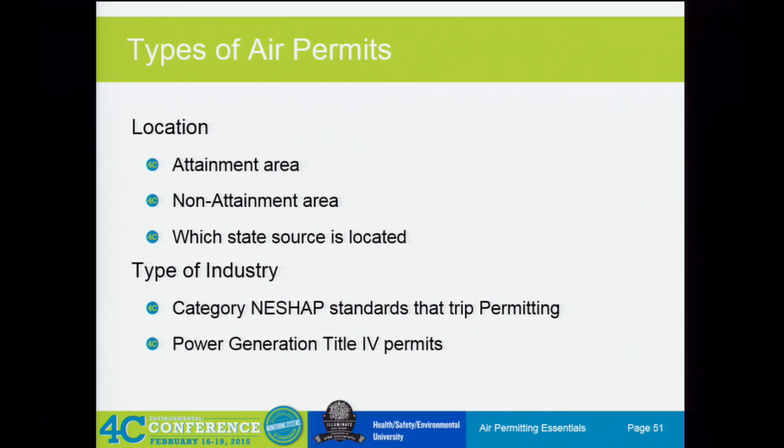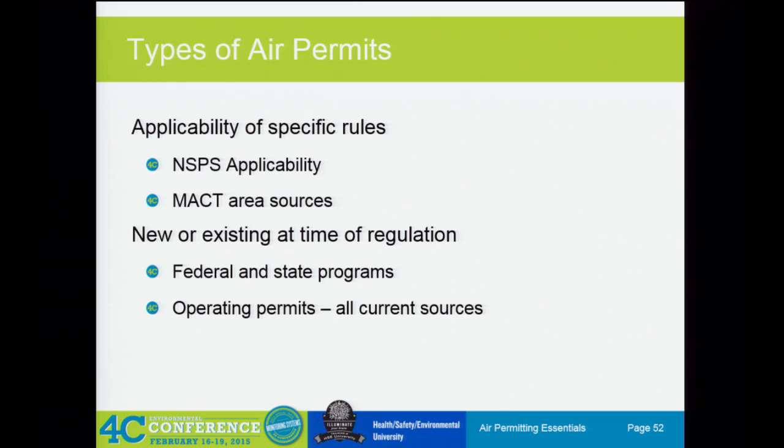The type of industry, so category NESHAP standards, can trip air permitting requirements. Power generation often comes under Title IV, or is referred to as a Title IV permit. That's something that we're not going to cover in this class, but just something to think about. The type of industry that you're in might trigger specific air permitting requirements that not everybody is familiar with. Applicability of specific rules: if you have NSPS applicability, that might trigger some specific air permitting requirements. MACT area sources might also trigger some specific air permitting requirements as well.